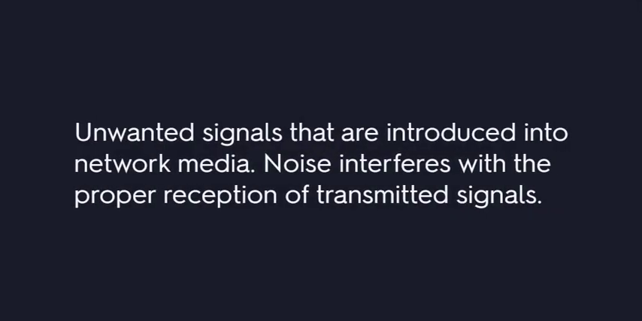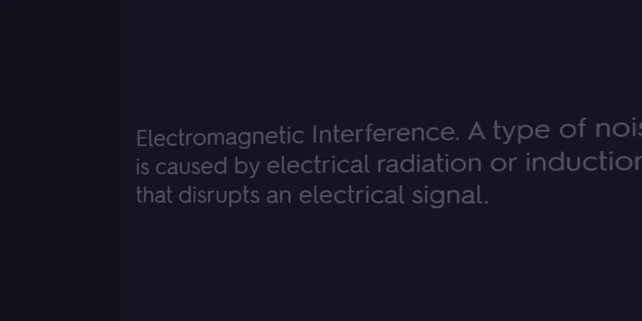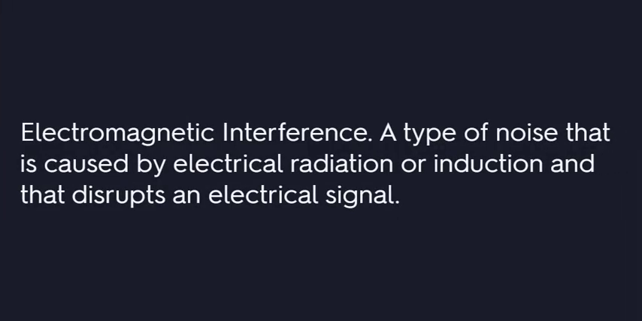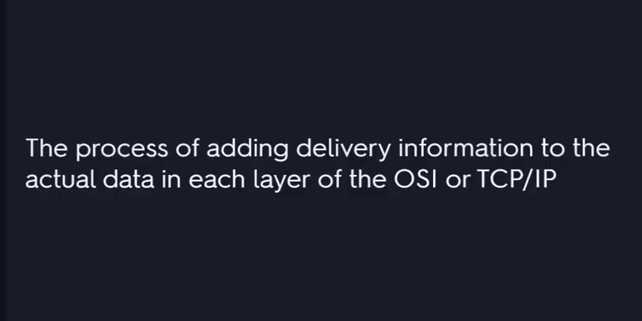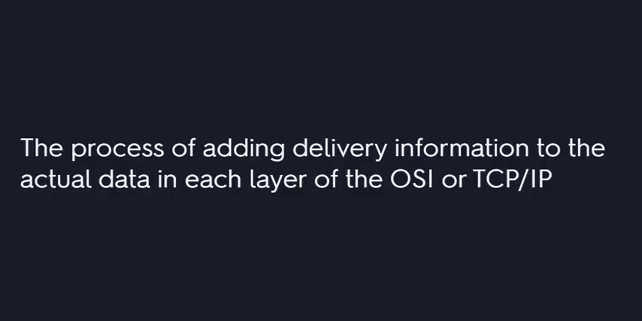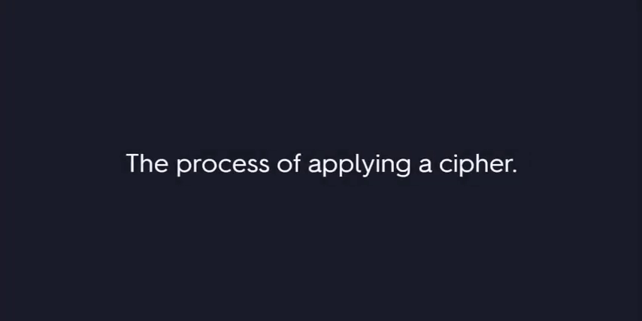Unwanted signals that are introduced into network media. Noise interferes with the proper reception of transmitted signals. Electrical noise. Electromagnetic interference, a type of noise that is caused by electrical radiation or induction and that disrupts an electrical signal. EMI. The process of adding delivery information to the actual data in each layer of the OSI or TCP/IP. Encapsulation. The process of applying a cipher.